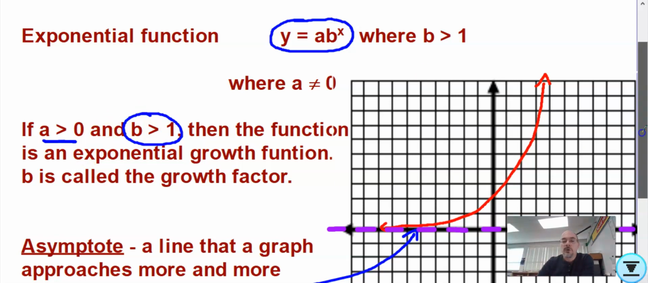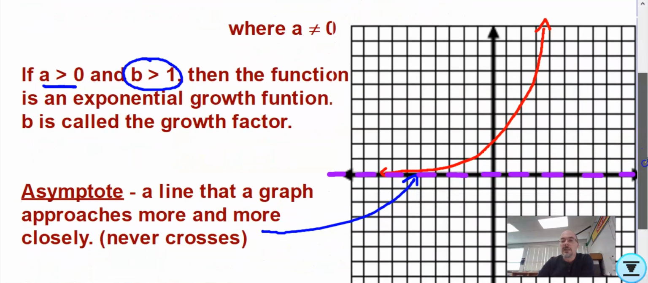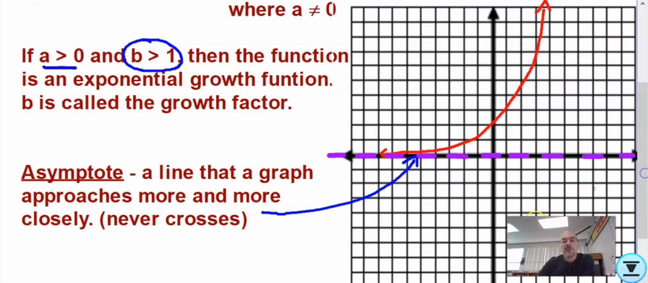Okay, we've got a new word here. You may need to use the pause button so you can get it copied down. We've got what is called an asymptote: a line that a graph approaches more and more closely, but does not cross. You can see that this line right here is getting closer and closer to that x-axis, but it's not going to cross it. We're going to go into quite a bit more detail with that. Let's start looking at some examples.